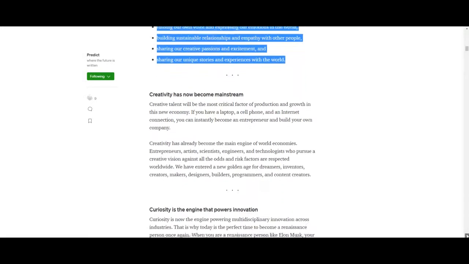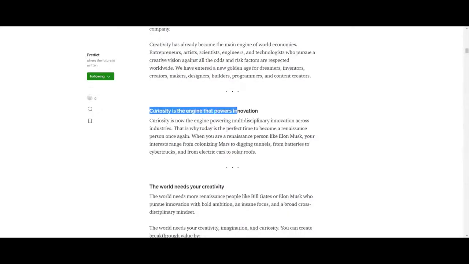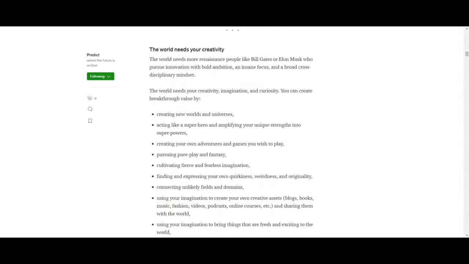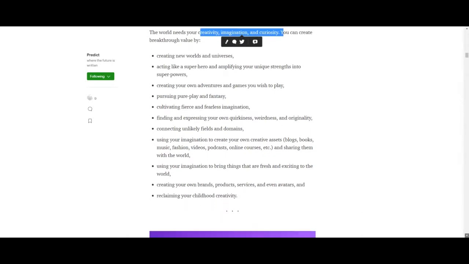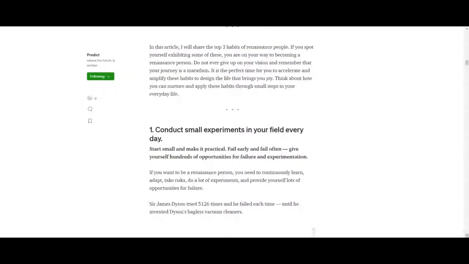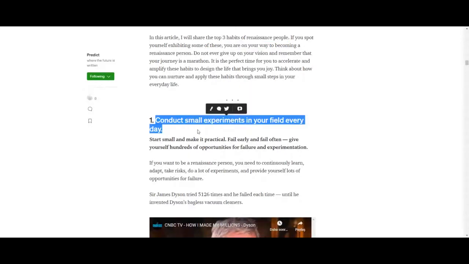So creativity is now the mainstream. Everybody needs it. And curiosity is the engine that powers innovation in today's world. So the world needs your creativity and curiosity. So you can create a lot of value pursuing your imagination. So I share 3 habits of Renaissance people in this article. Number 1, you need to conduct small experiments in your field every day.